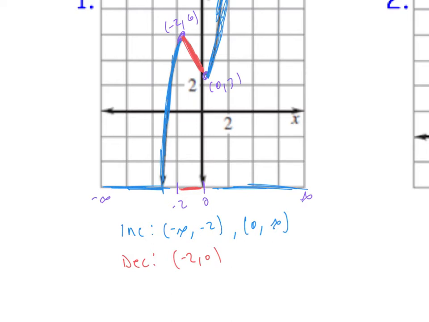So my intervals of increase and decrease. That's why I draw it at the bottom too. In purple, I labeled my x points. I got -infinity and +infinity, and then my x turning points, so at -2 and at 0. So that way I can color it in here. It's just easier for me to look at it that way.